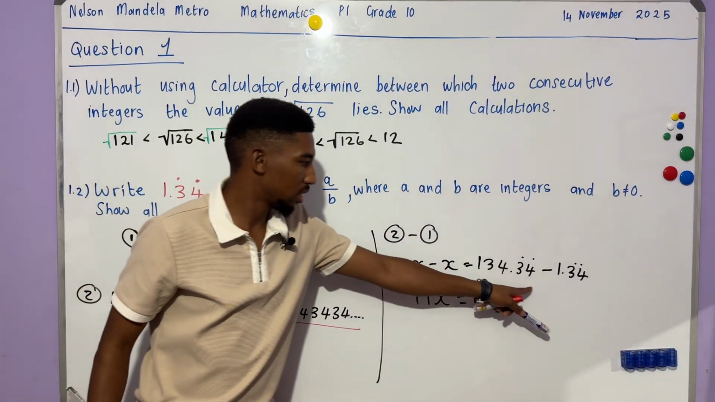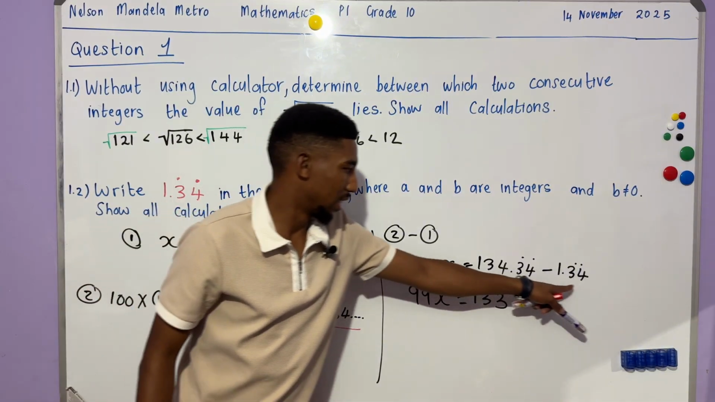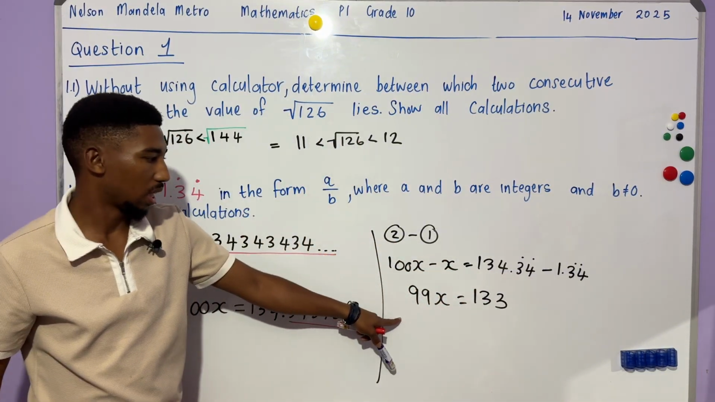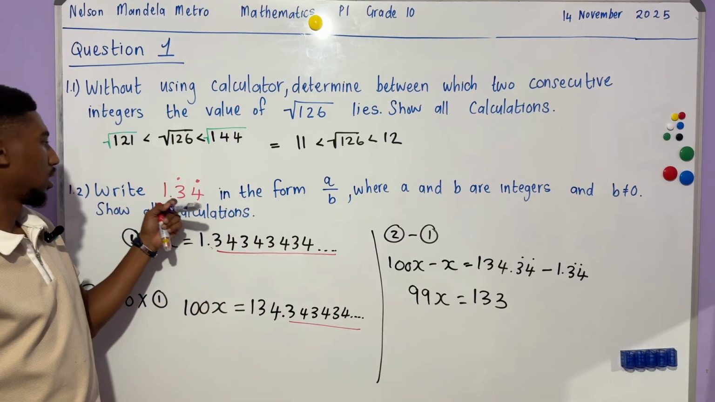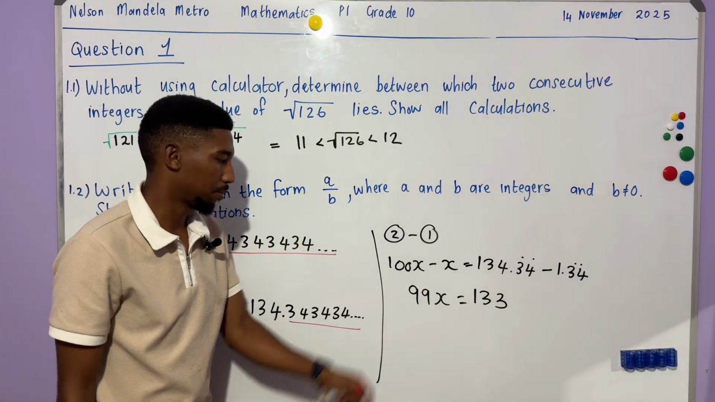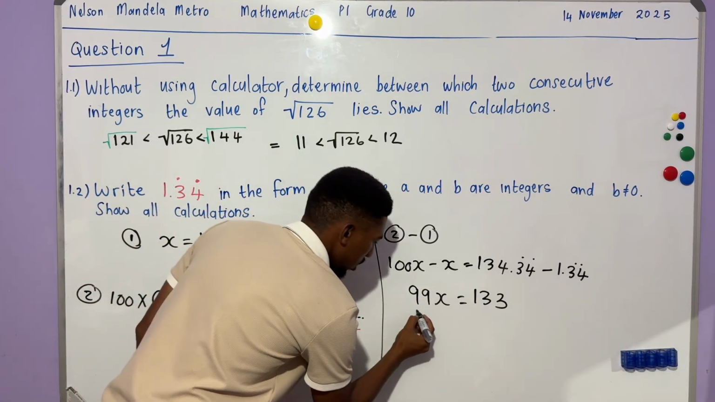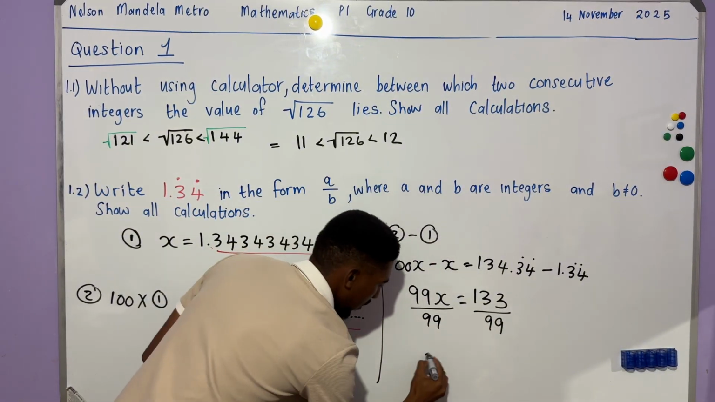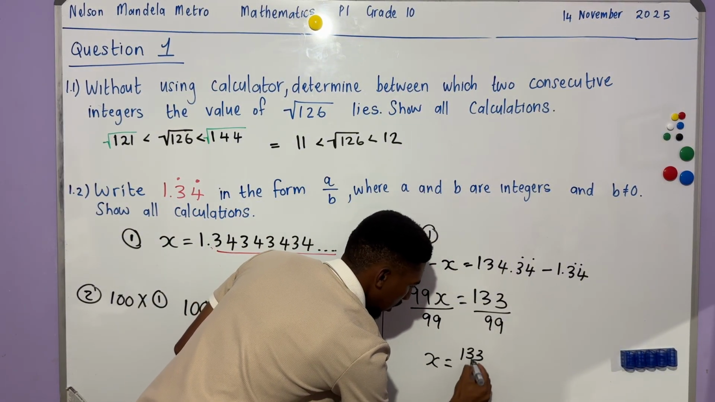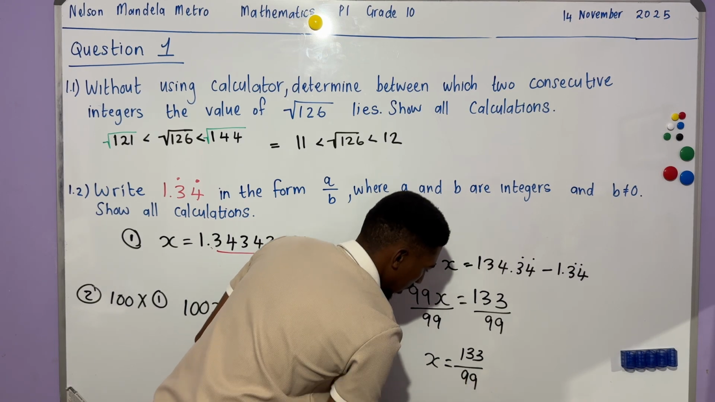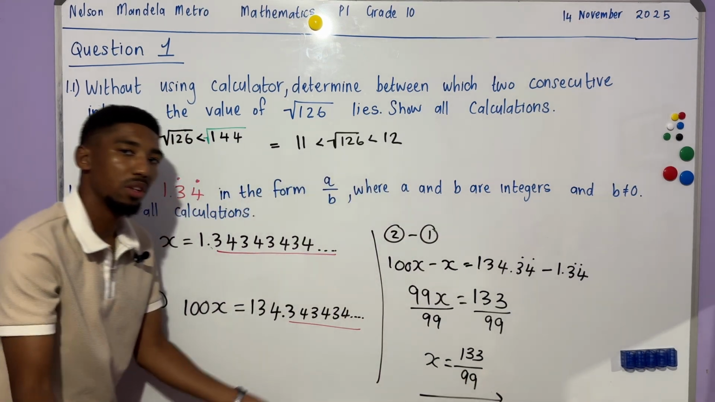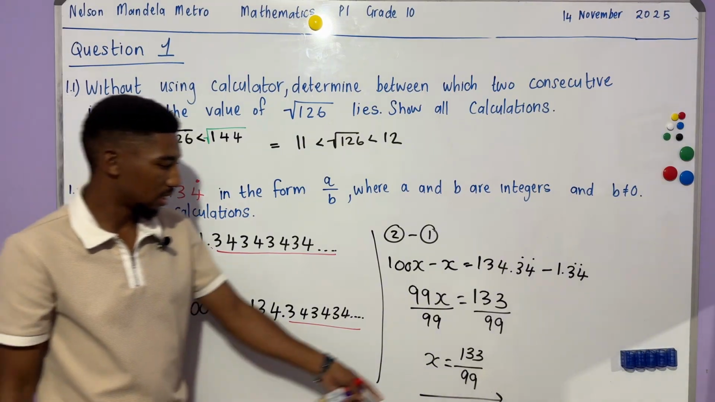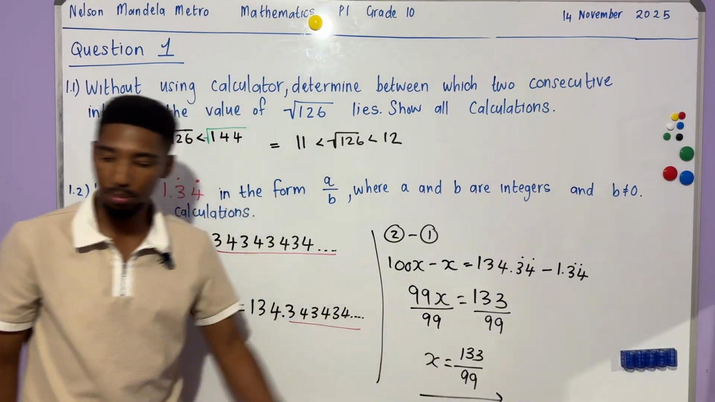We have successfully achieved our aim of getting rid of the recurring decimals, which will help us in turn to write this in the form of a fraction. Now to solve for x, we divide by 99 and we have x equal to 133 over 99, and we have successfully written 1.34 recurring as a fraction.